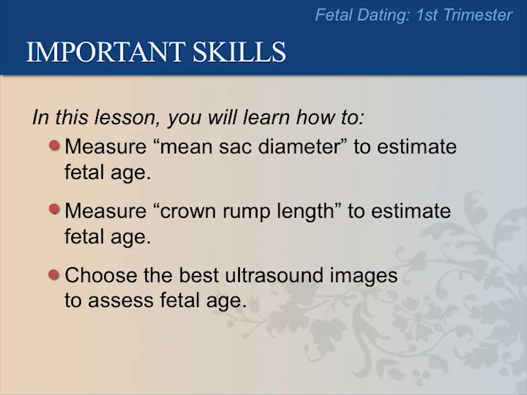There are 3 main skills you will learn in this lesson. You will learn how to measure the mean sac diameter and crown rump length to estimate fetal age. You will also learn how to choose the best ultrasound images to determine fetal age. This last skill refers to assessing both the position of the fetus and the quality of the image itself, so you will need to use your previous knowledge of echogenicity, gain settings, and depth that we covered earlier.